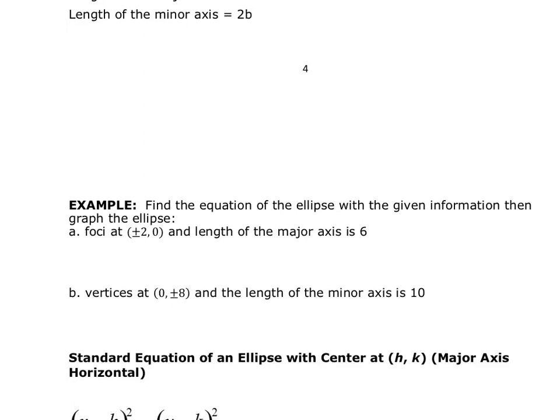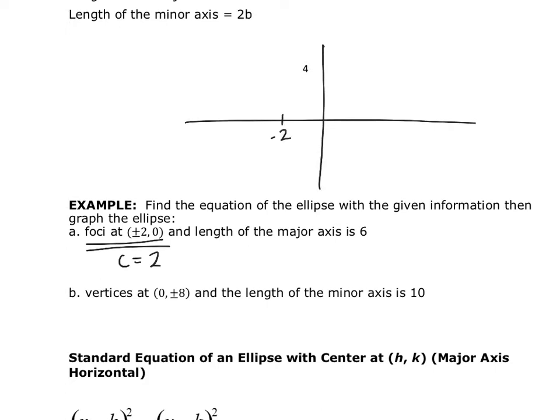So as I'm running through this, they're telling me the foci are along the x-axis because those are x-intercepts. So that tells me my major axis must be along the x-axis. They're giving me that C has to be 2. So I'm going to draw a picture because I love pictures. And I'm really good at drawing. So at -2 and 2, these are my foci. I'm going to put that information down there.